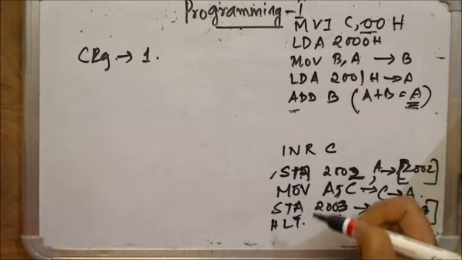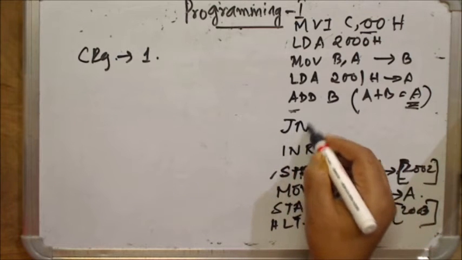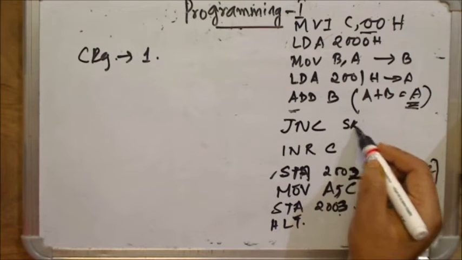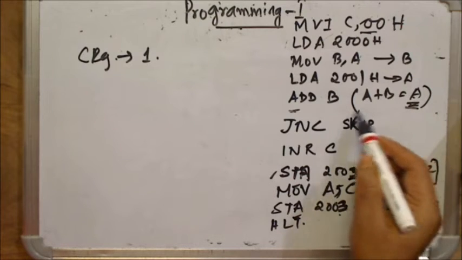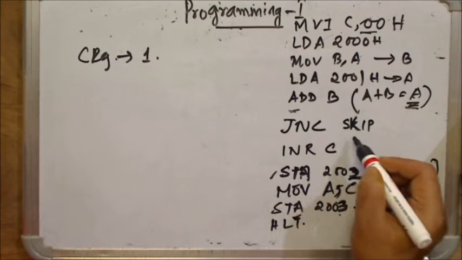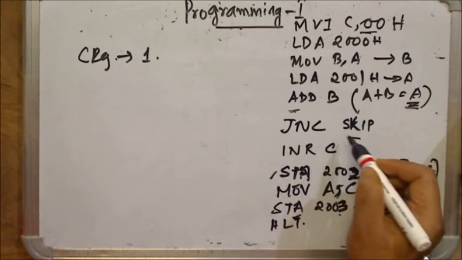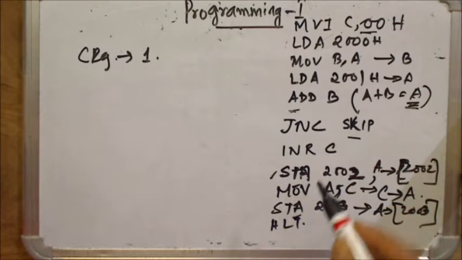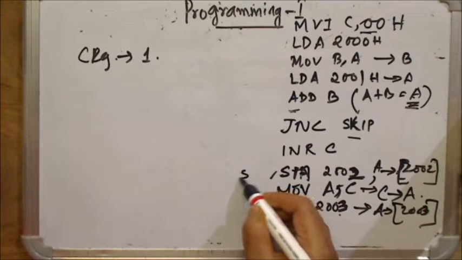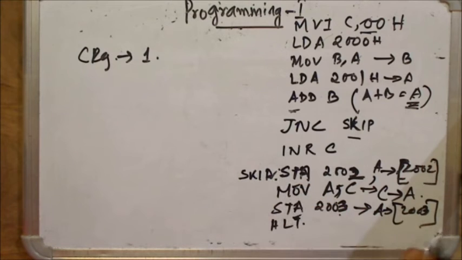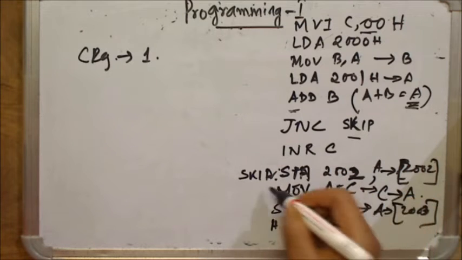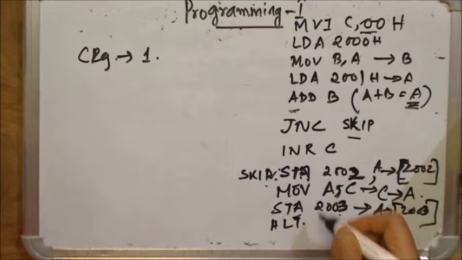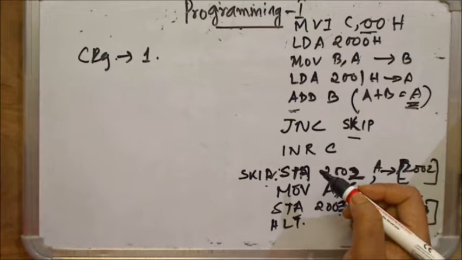And continue. So there is an instruction called JNC, right? JNC skip. Skip is a label, basically it is a memory address. When you compile it, the assembler will take it as an address. So JNC skip: if there is no carry, it will skip to STA 2002. Understood? If there is no carry, it will directly jump to skip, that is STA 2002, and continue. Now assuming C to be 0, it is valid.